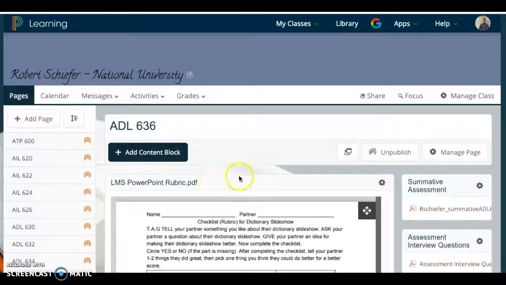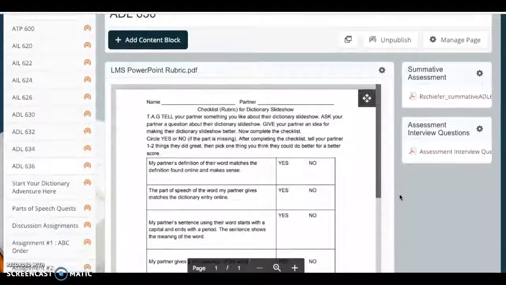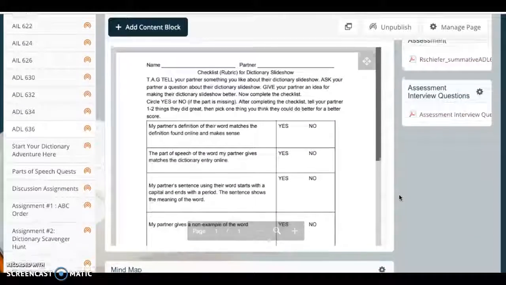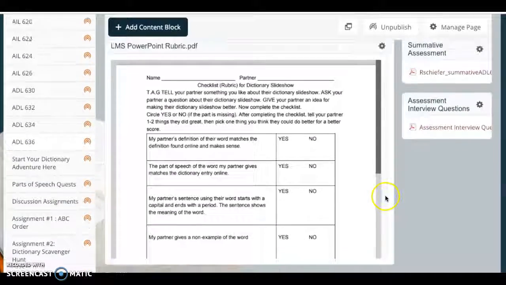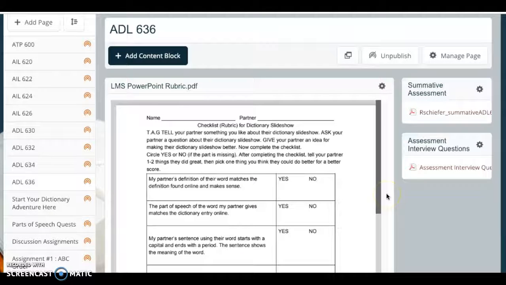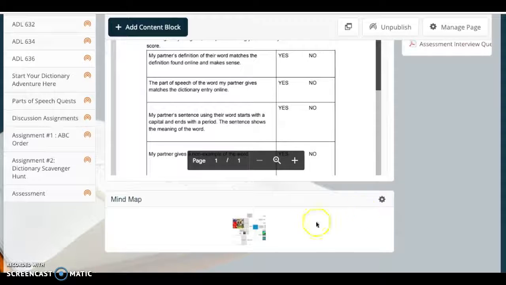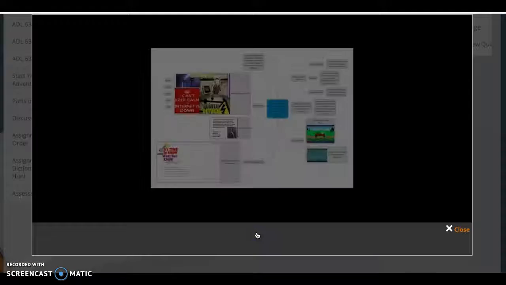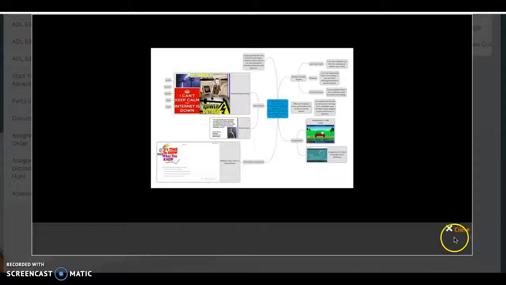Finally, in ADL 636, we created a student-friendly rubric to go with the standard of the online course that we created. We worked on interview assessment questions for an interview professional, and we also created a mind map for our concept.